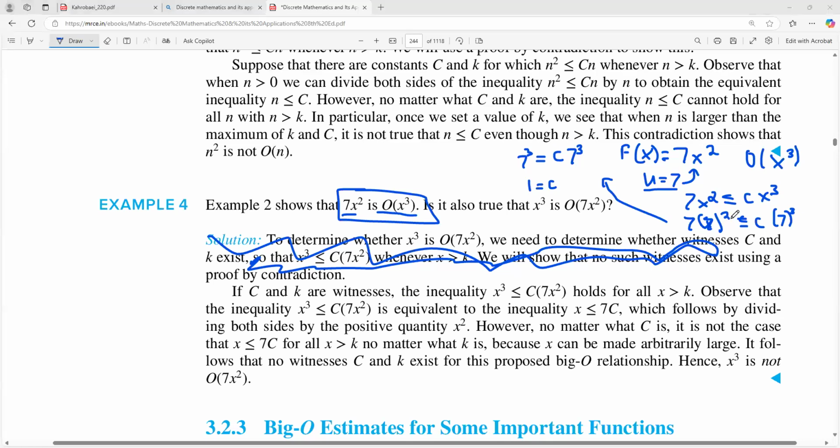All right. So we see here that if we choose k is 7, then we could say our c is 1. And thus we could say that 7x squared, this is like the more formal way of saying it, 7x squared is big O of x cubed from k equals 7, right? So this is basically saying for all x greater than or equal to 7, where the constant c is 1.